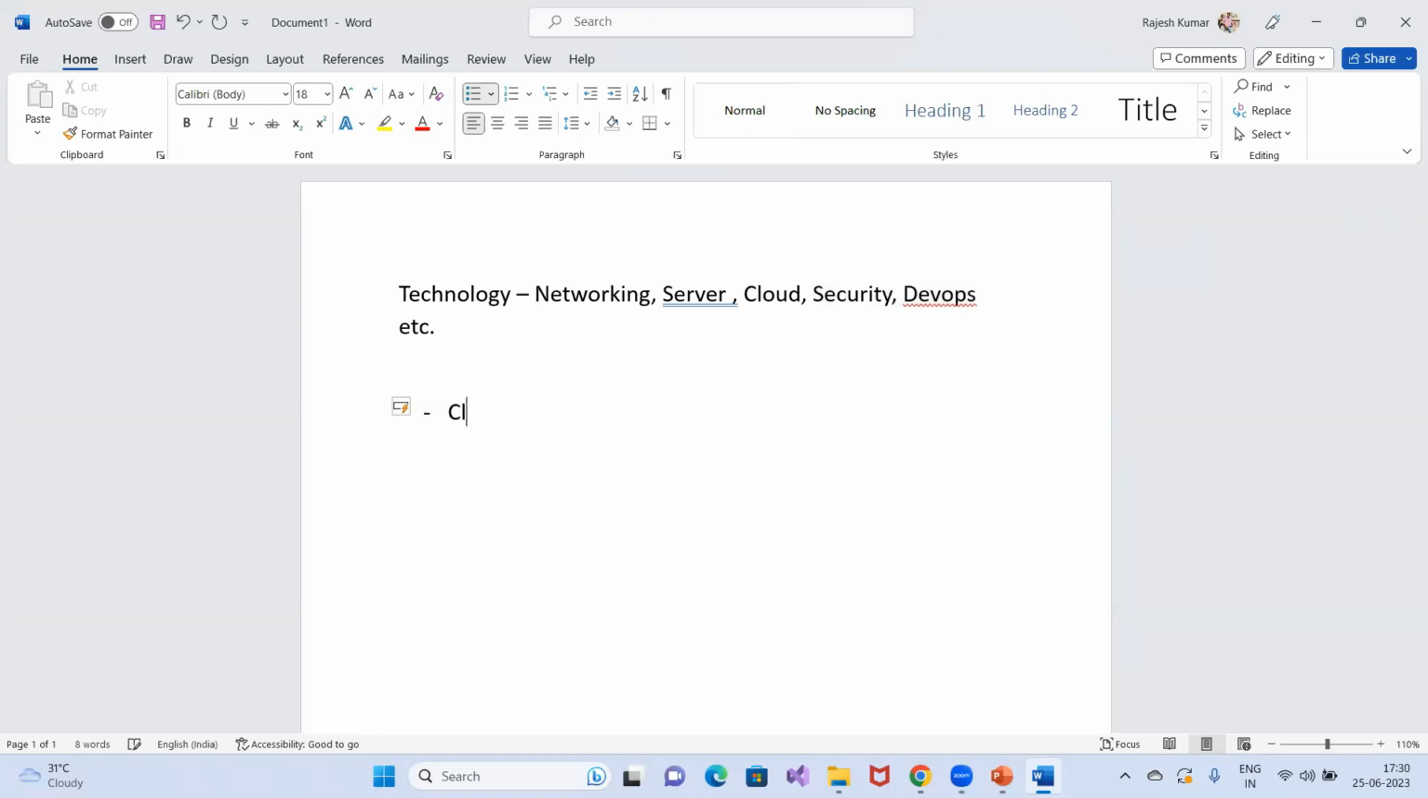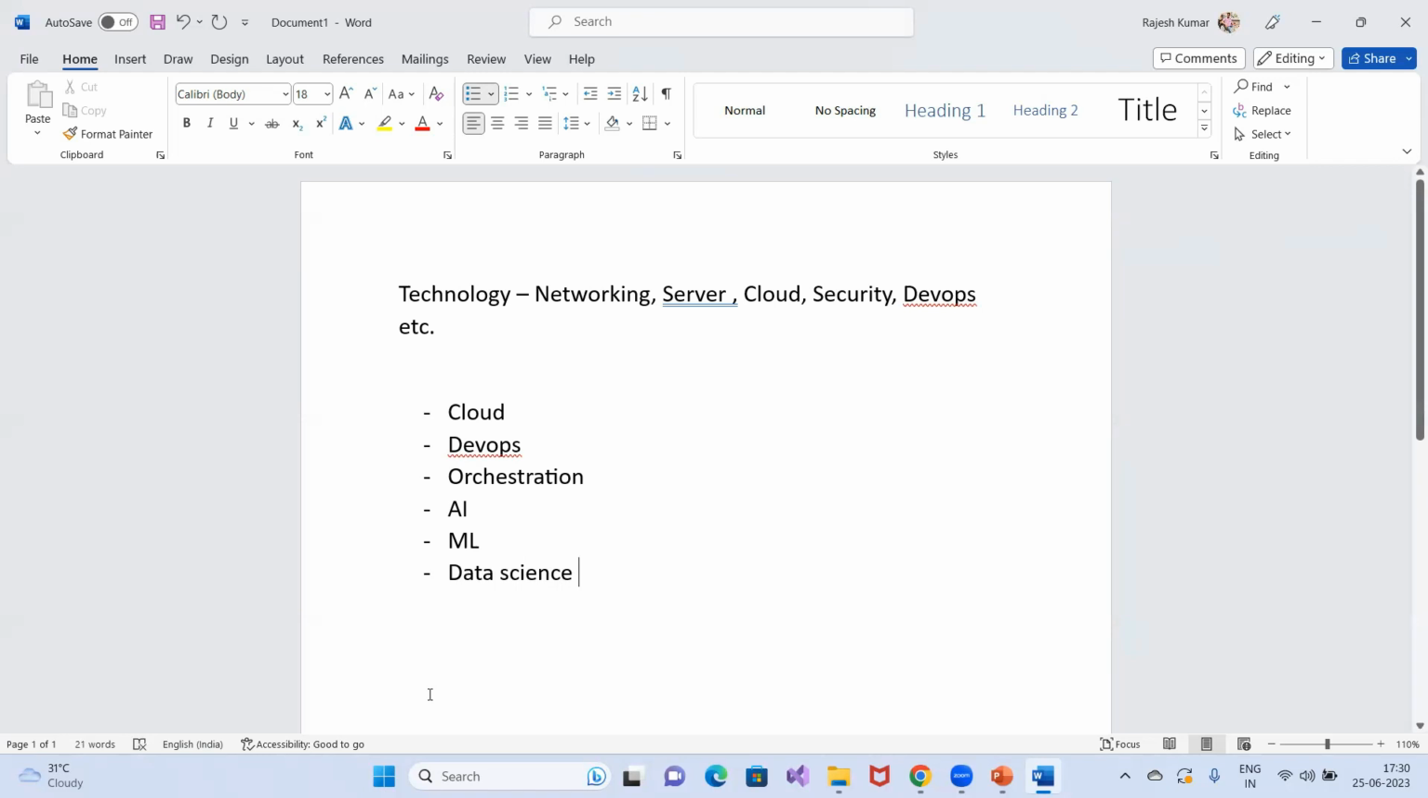So the trending parts are cloud. It's trending in the market. Then DevOps is very much trending in the market. The orchestration part is very trending in the market. Artificial intelligence is booming nowadays. Machine learning is booming nowadays. Data science is also booming nowadays.